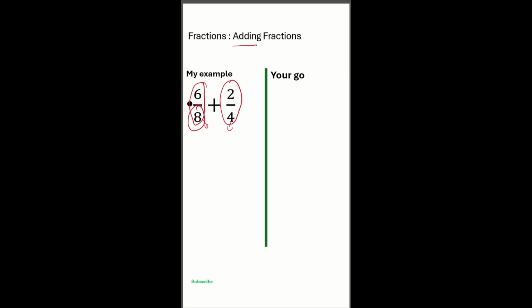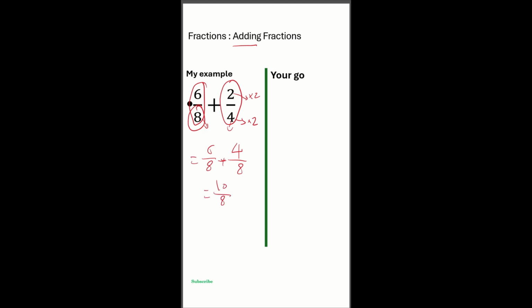Is it divisible by 4? Oh, yes it is. So what I will do is I will divide 8 by 4, I get 2. Now once I get 2, I will multiply both the numerator and the denominator of the fraction with the smaller denominator by 2. So I've got 4 over 8. We notice that now they have the same denominator and we can add them. So it's 10 over 8.